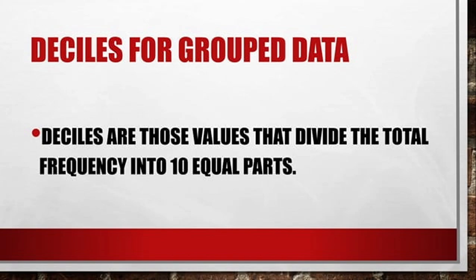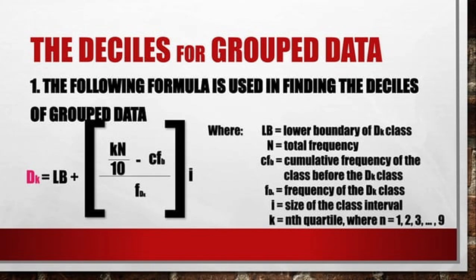So again, recall that deciles are those values that divide the total frequency into 10 equal parts. So same ra gihapon ang ato gamiton. Same ra ang gamiton nato na formula when we use the group data, no? So pareha lang, the only difference is that ang ato mga denominator kining 10 diri. Pag abot sa deciles, this is 10. Pag abot sa quartiles, that is 4. Pag abot sa percentiles, that is 100. So mao lang jud ang ilang kalahian. So the following formula is used in finding the deciles of group data.